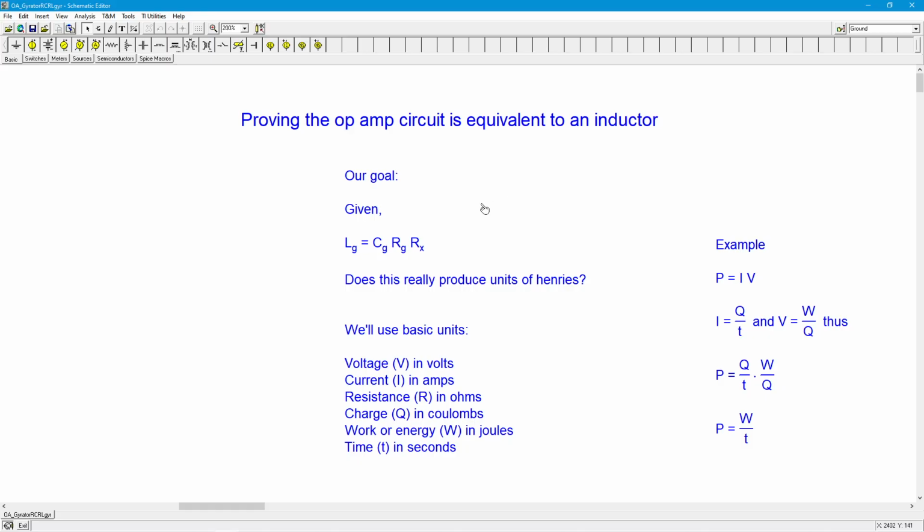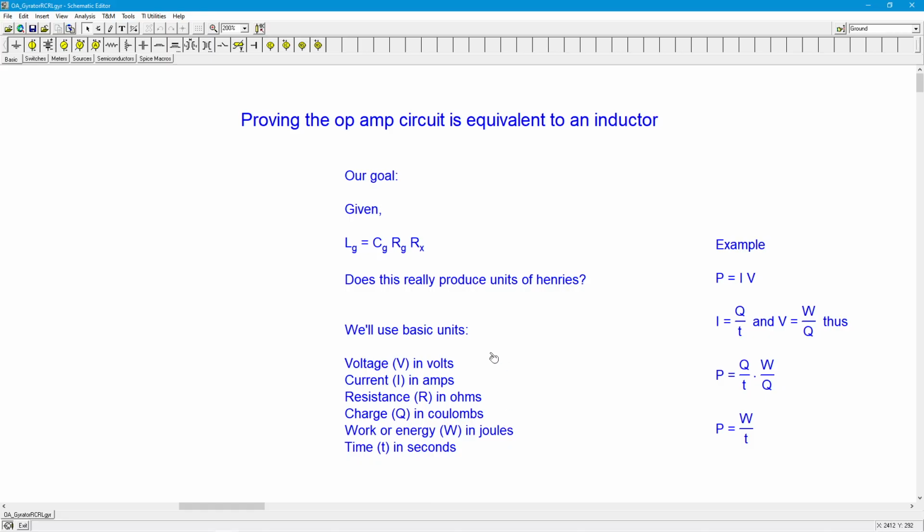So our goal ultimately is, all right, does this equation work out as far as the units? In other words, farads times ohms, does that really give us henries? So what we're going to use is, instead of going all the way back to MKS, we're going to go back to what I call basic units for electrical. So voltage in volts, current in amps, resistance in ohms, and then charge Q in coulombs, the energy or work W in joules, and of course time T in seconds.